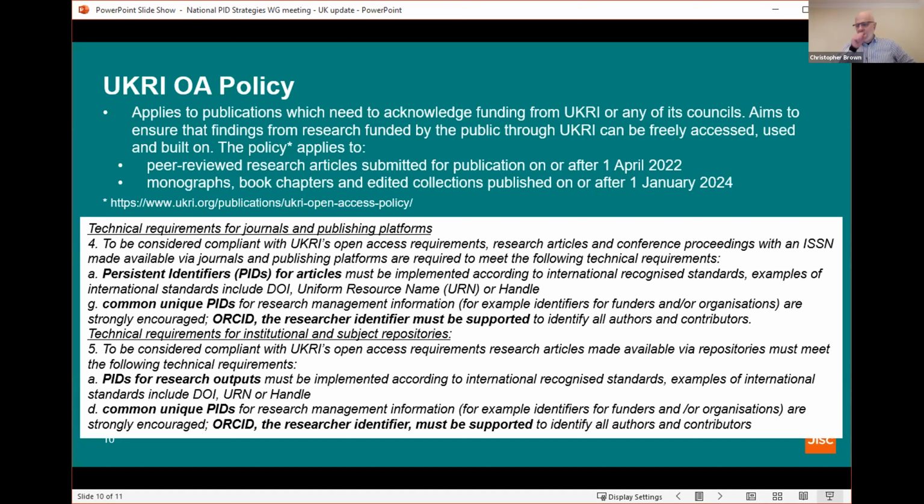But what I want to stress is that these requirements for journals and publishing platforms mean persistent identifiers for articles must be implemented. Common unique PIDs for research management information, and quite key for us as UK ORCID Consortium, the ORCID research identifier must be supported to identify all authors and contributors. So, like I said, I'm not going to read through all that, but that's an example of a policy in the UK where you have to have PIDs, and ORCIDs are being recommended and obviously mandated in that case.